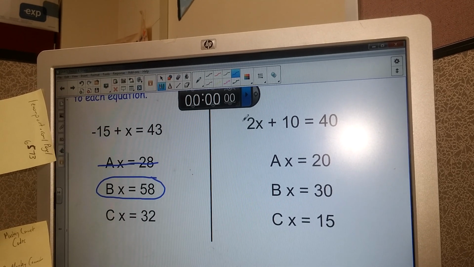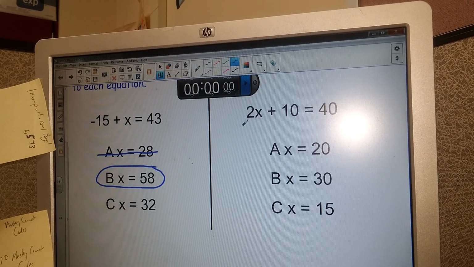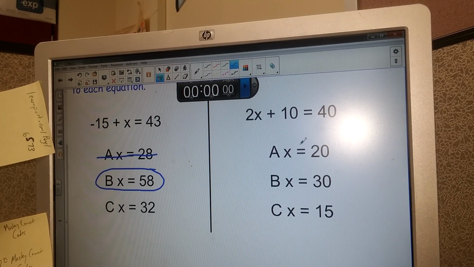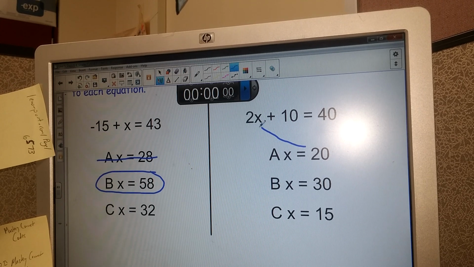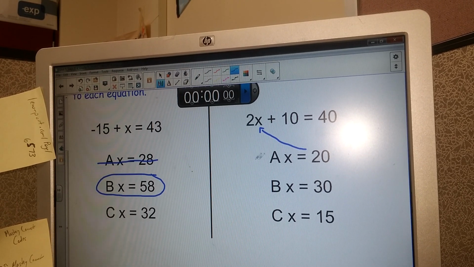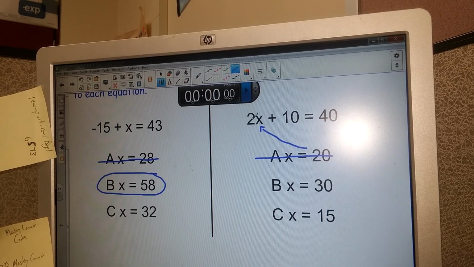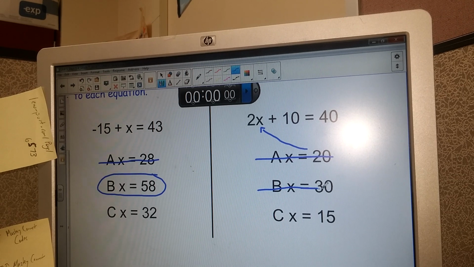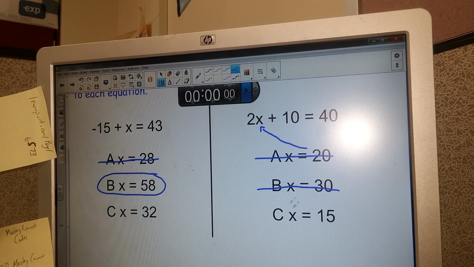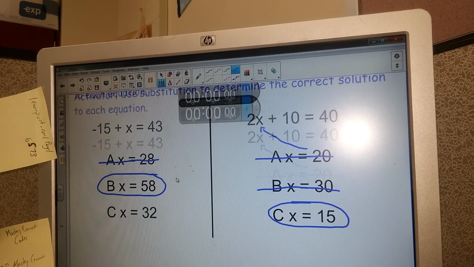The second one, it's important to be able to read this. It says 2 times x plus 10 is the same as 40. So then you'd plug in. So you do 2 times 20, which is 40, plus 10. That is not 40, so it cannot be answer choice A. You try B, 2 times 30, which is 60, plus 10. That is absolutely not 40. Then you try C, 2 times 15, which is 30, plus 10 is 40. It is answer choice C.